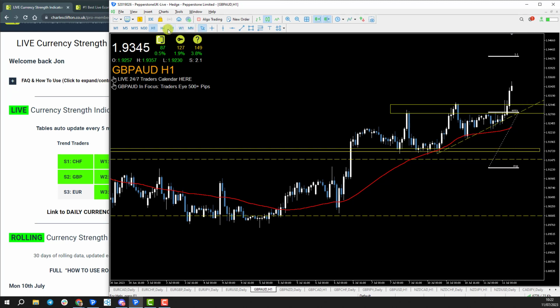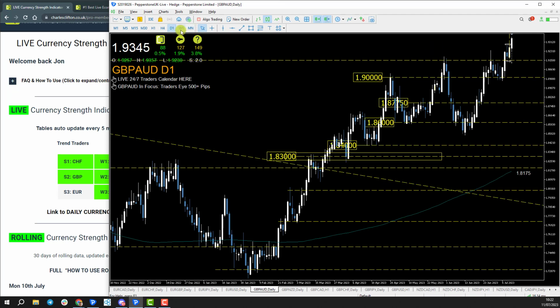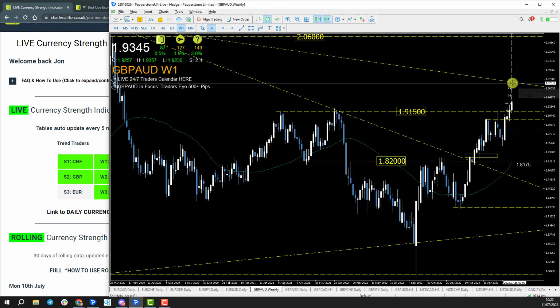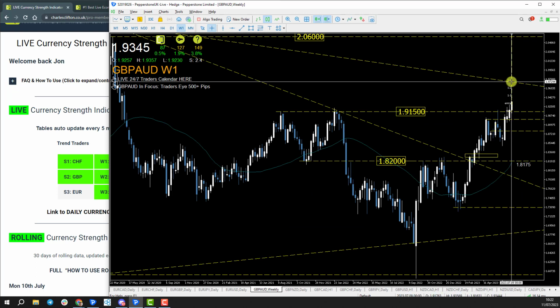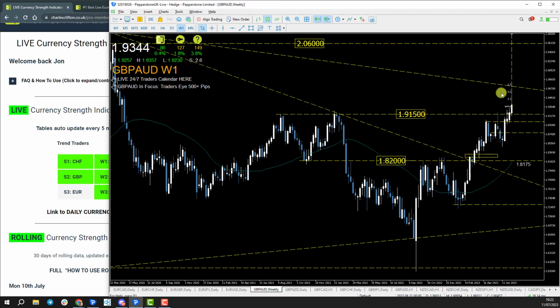Now I still quite like the idea of trading all the way up to the 1.97 handle where we kind of intersect with this trend line. So we still have a potential 1 to 3 or just below 1 to 3 risk reward ratio here for pound Aussie. So I still like this market. Like I said, it's still got a lot of positives to take it higher.